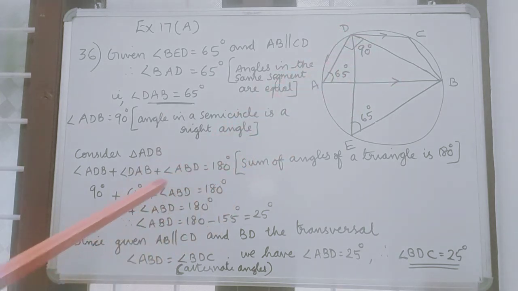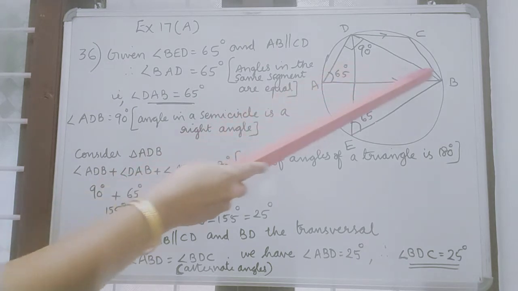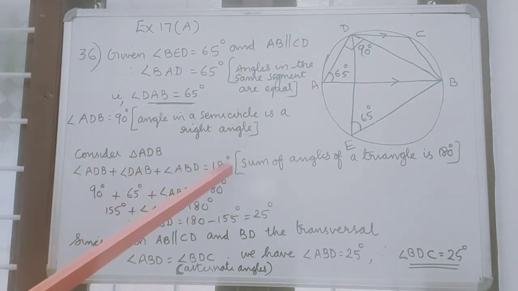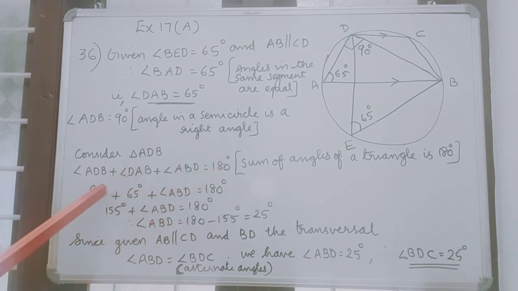Listen here. Consider triangle ABD. Sum of angles of a triangle is equal to 180 degrees. So we can write 90 plus 65 plus angle ABD is equal to 180 degrees. So 155 plus angle ABD is equal to 180. Therefore angle ABD is equal to 180 minus 155, which is equal to 25 degrees.